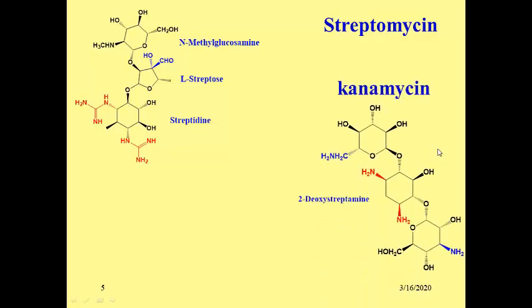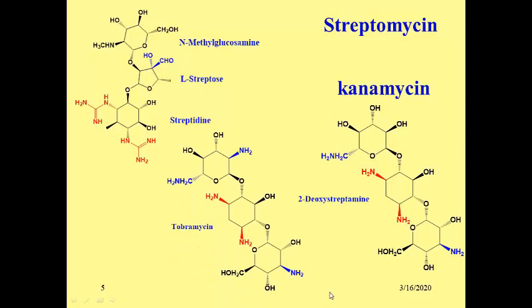Kanamycin has deoxystreptamine and 2 amino sugars attached at carbon number 4 and number 6. So it is different from streptomycin. Here there is an amino guanidine base with 2 groups, here it is an amino group, deoxy, and 2 sugars at 4 and 6, but in streptomycin the 2 sugars are attached at 1 carbon.